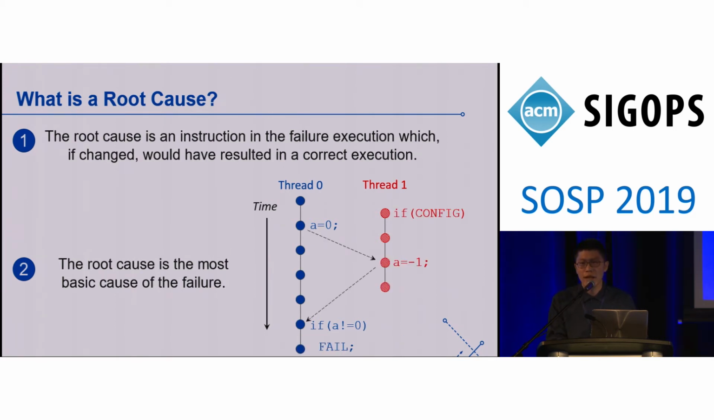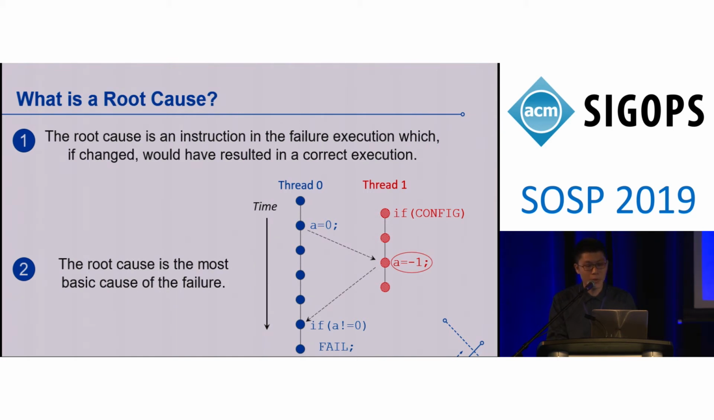However, there can be multiple such instructions. For example, if the first instruction in the red thread is a branch instruction that checks a configuration parameter, we could also change this instruction to avoid the failure by changing this configuration parameter to disable the subsequent execution from thread 1 and avoid the data race altogether. Intuitively, the assignment instruction A equals -1 is a more basic cause compared to disabling the configuration.